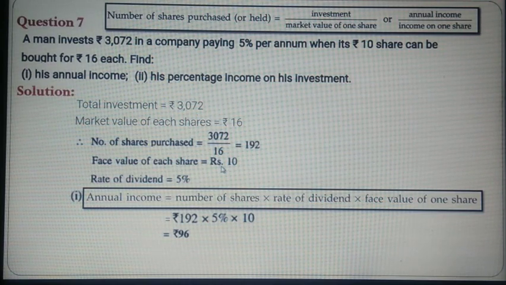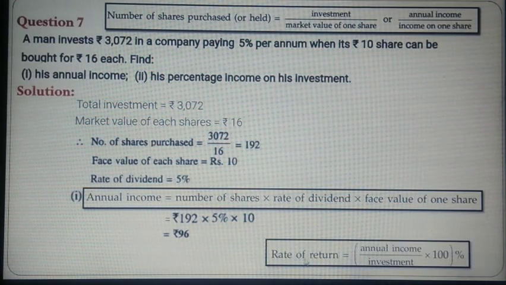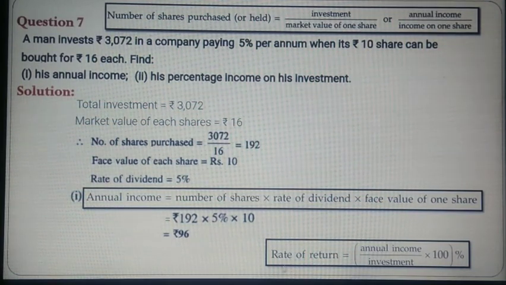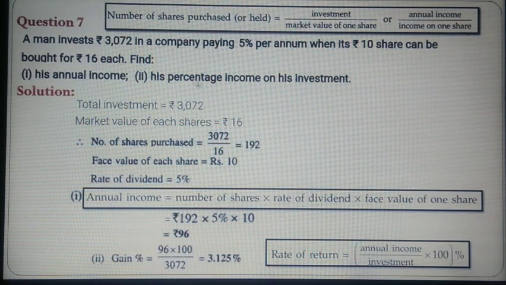Now the next is his percentage income. So percentage income is nothing but rate of return, because they are talking about percentage, and percentage means rate. So this gives me the answer for the second question, right? So basically gain percent is nothing but annual income. And what is annual income? It is 96 into 100, divided by investment, which is 3072. So just do the cancellation, you will get 3.125% as your answer. So pause the video to note down.